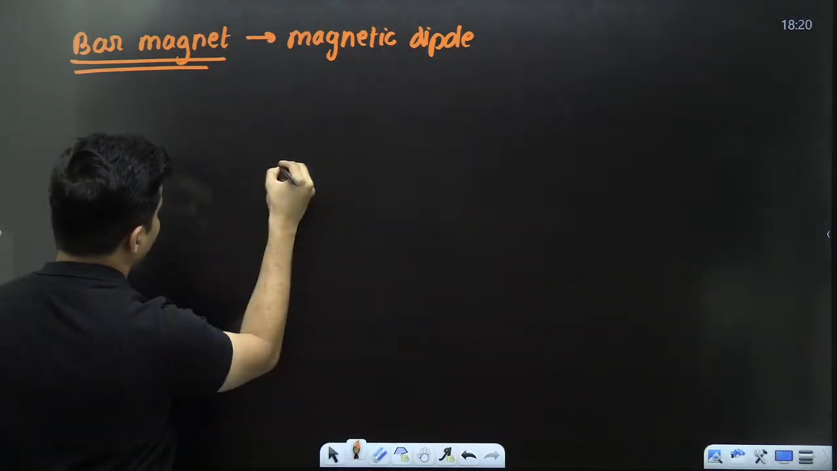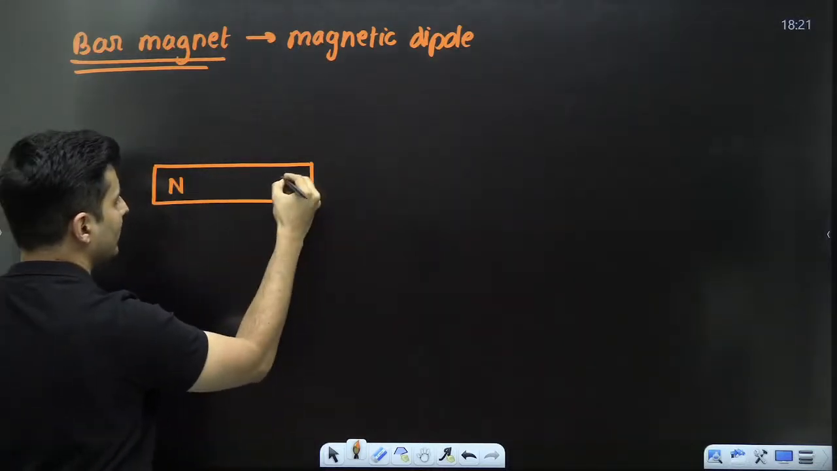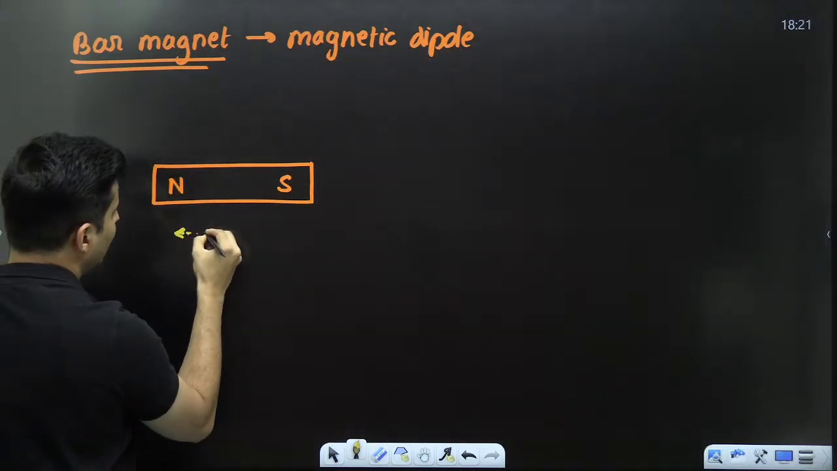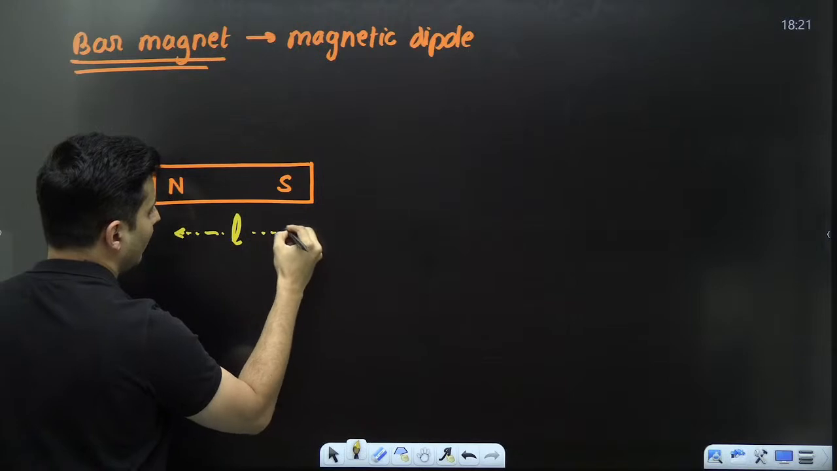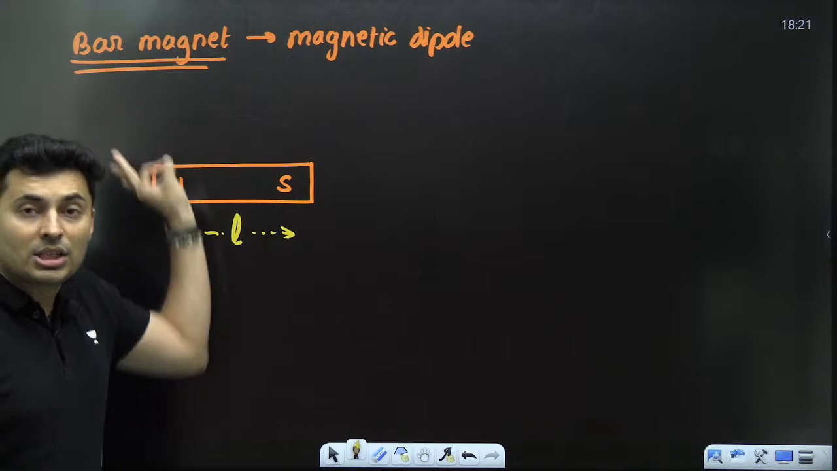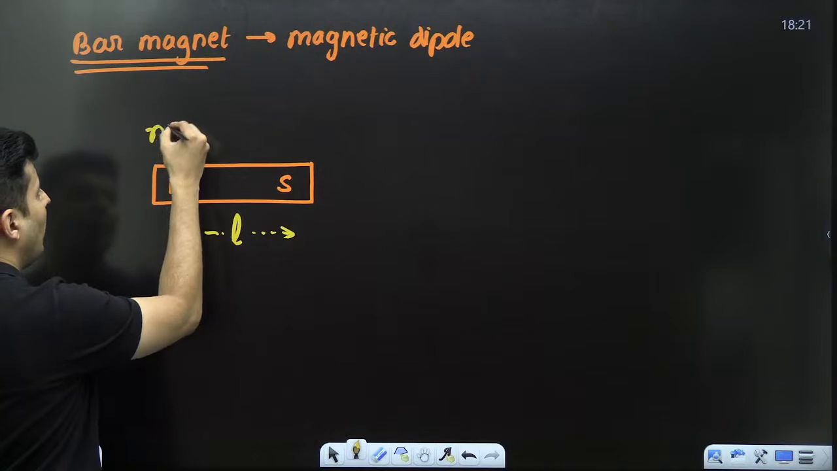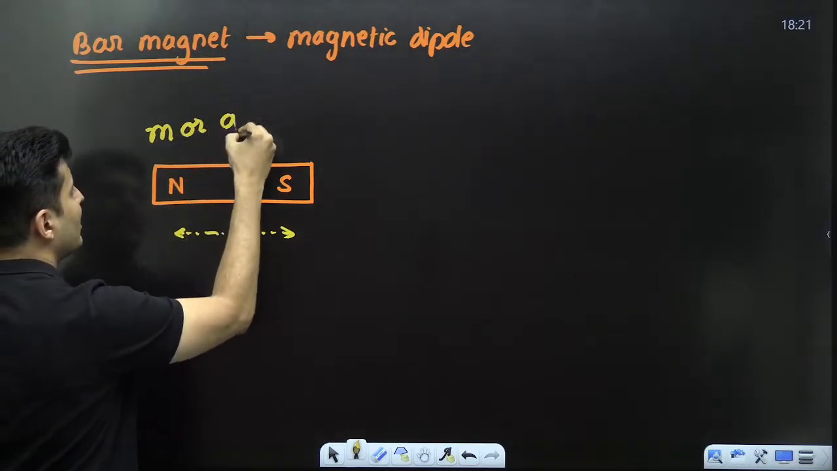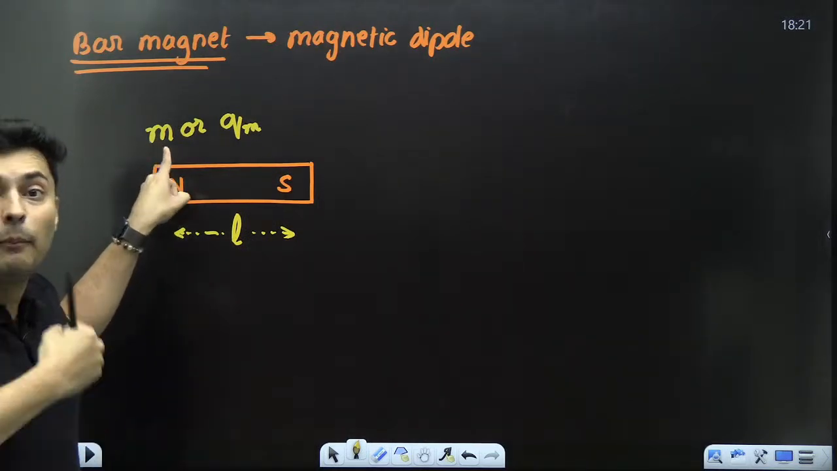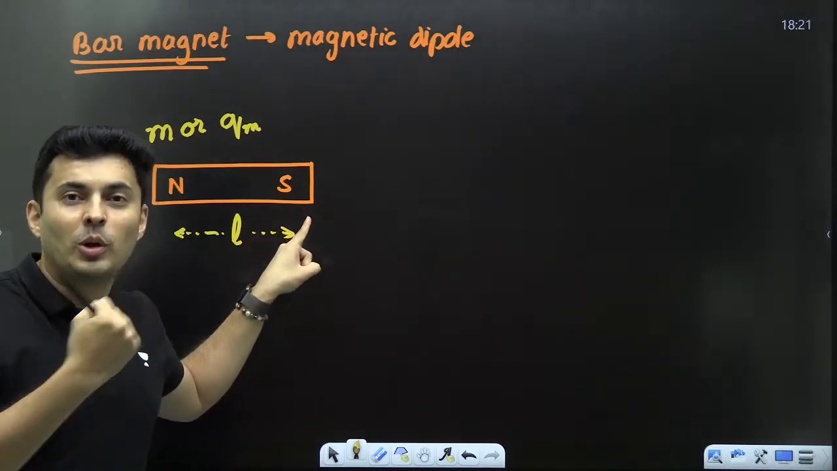Well, see this, my dear students. If I show this as our bar magnet, this is the North Pole, this is the South Pole. Let's say the North polarity and the South polarity is separated by a distance of L. The charge of the magnetic pole, I can call it as small m, or some books use it as Q subscript m. Both are fine. This stands for the pole strength. Strength of the North Pole or the South Pole.